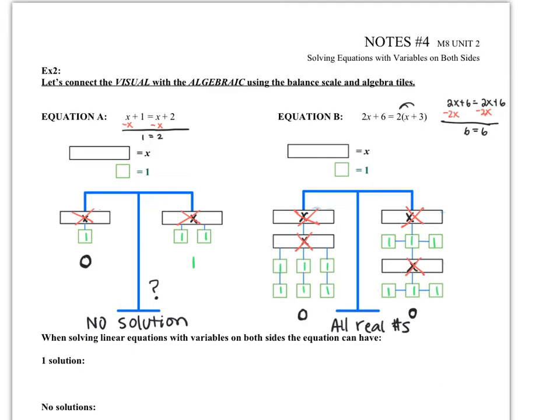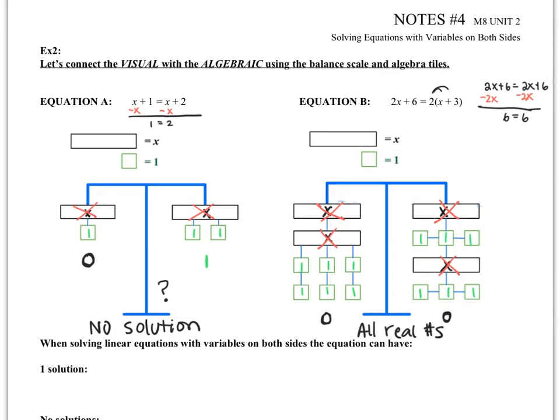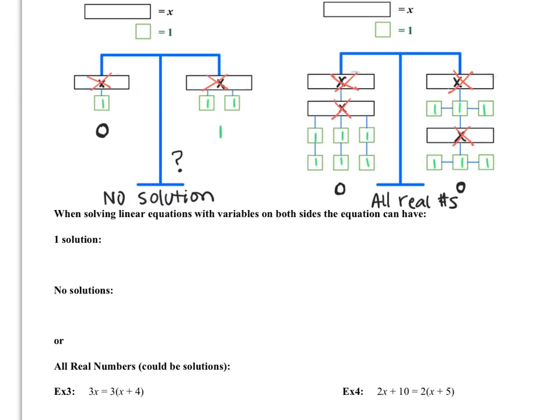So in both cases, what's similar about them is that the variable has disappeared, but in no solution, the two numbers that I'm left with are not equal, while in all real numbers, the two numbers that I'm left with are equal. Let's just put this into some definitions down here.